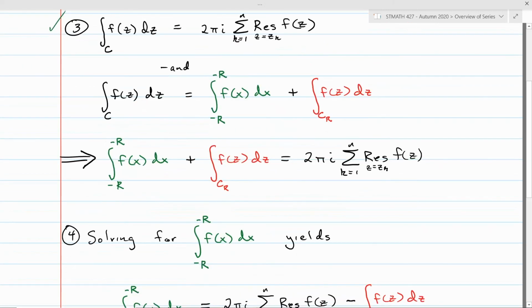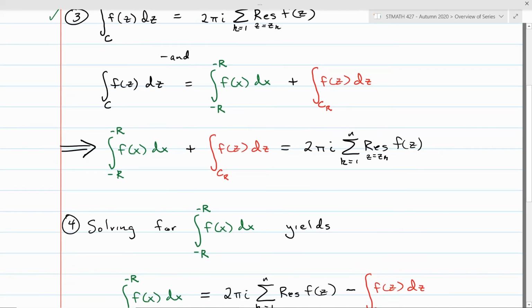So I can equate the integral from negative r to positive r. Notice that I could put f of x inside that integral, because along negative r to positive r, that arc lies on the real axis. So we're really just talking about a real integral at that point. Plus the integral of the red part has to equal 2 pi i times the sum of the residues. So you can solve for the integral in green, which is what we're interested in, right?